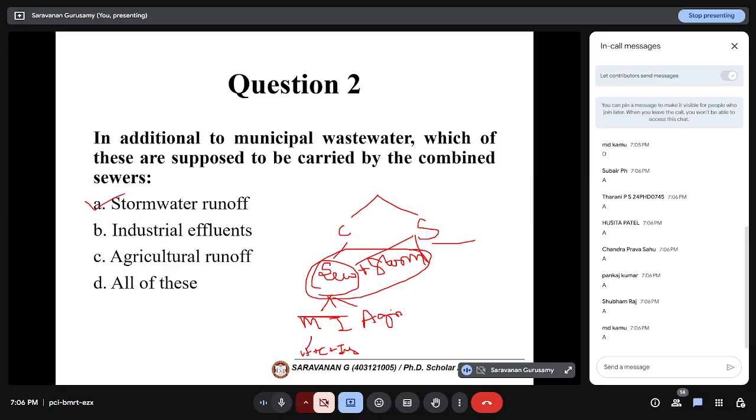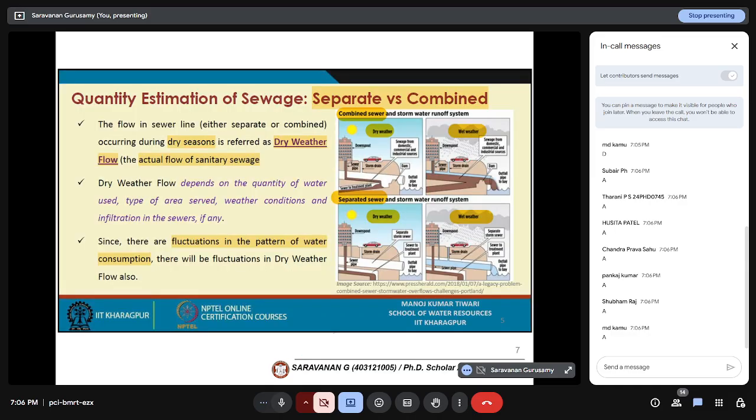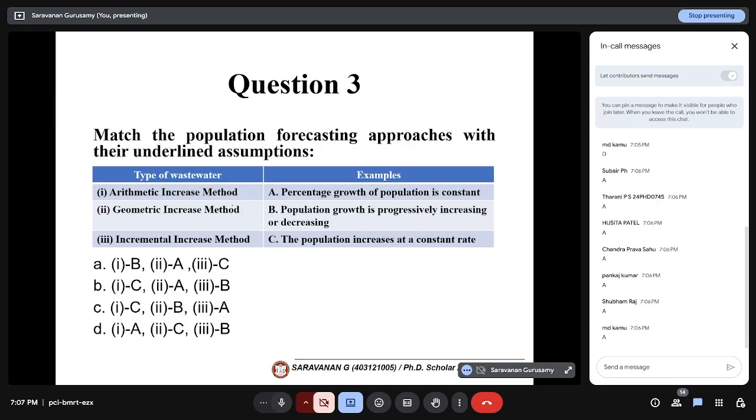So stormwater runoff is correct. Yeah, you got it. The other name of sewage is dry weather flow. Only in dry weather, what is the flow? That is called sewage flow. So the other name of sewage is dry weather flow, DWF. Alright. Let's move on to the third question.